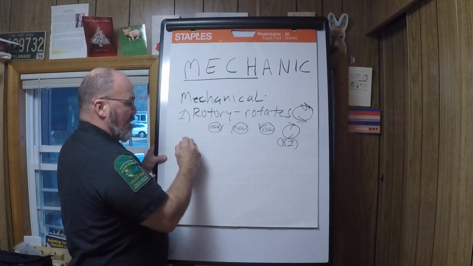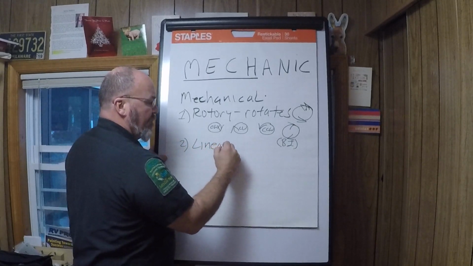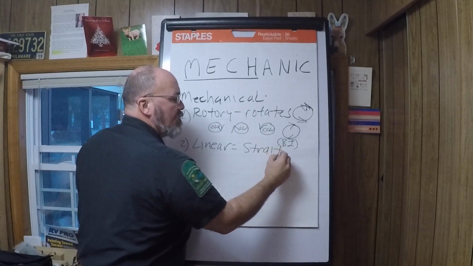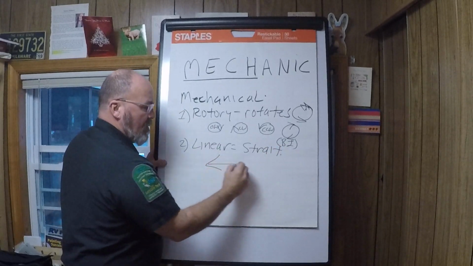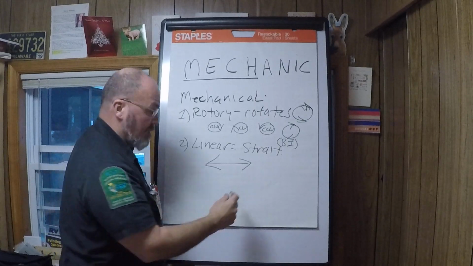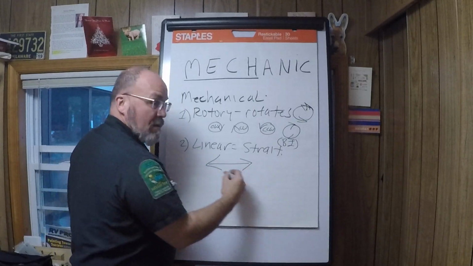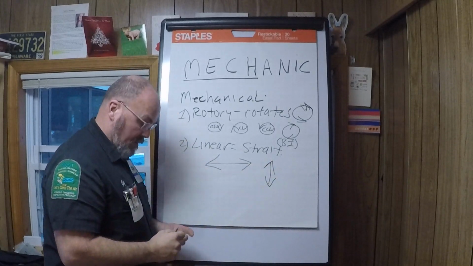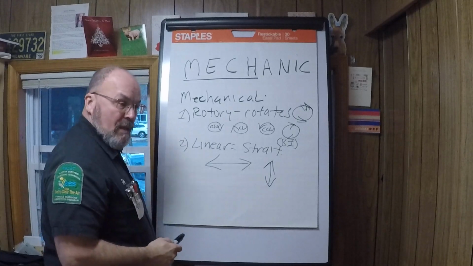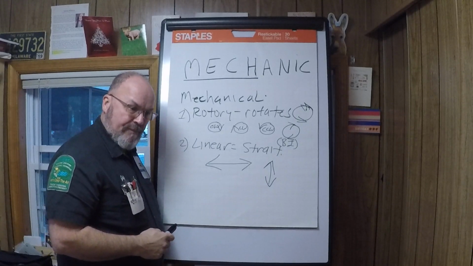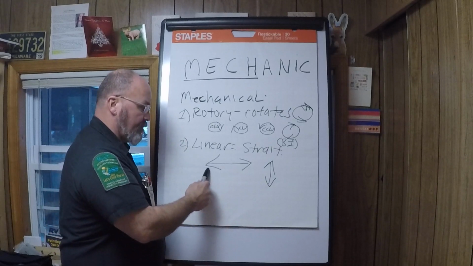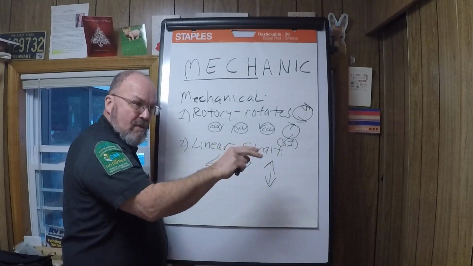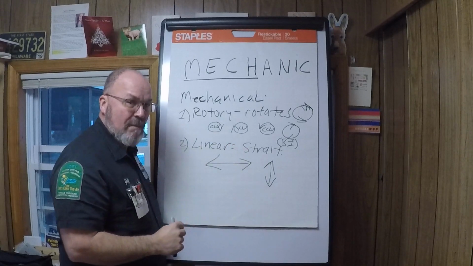The second is linear, or straight. You can go both ways, left, right, horizontal, or vertical. What that would be like is your solenoid on your starter. It pulls in and it kicks the starter gear out. So that's linear. It's a mechanical movement.